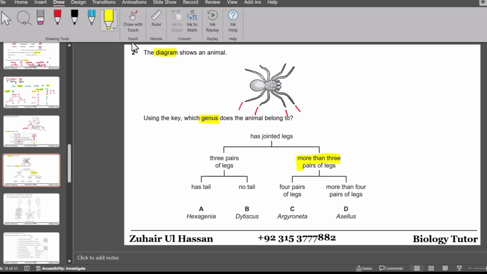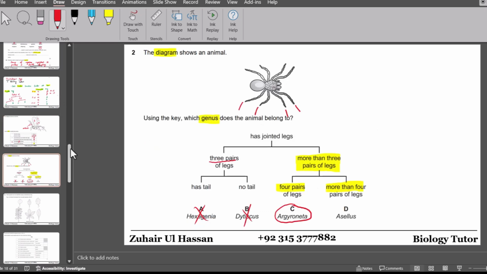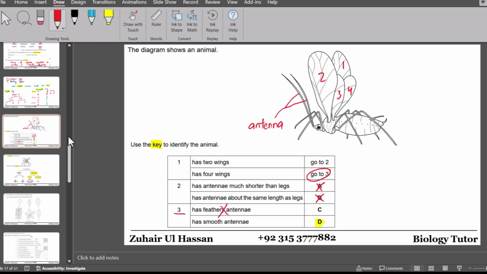So we have to go for option C and D. Option A and B would not be the correct one there because it does not have three pair of legs. It has more than three pair of the legs. So more than three pair of legs further divided into two features. Four pair of legs or more than four pair of legs. And in the diagram, the organism that is shown there are having four pair of legs. So option C is the correct one there. So this is how questions can come in the form of MCQs regarding the dichotomous keys. You will be provided with the features and you have to identify the name, the genus, the particular characteristic of organism that is given in the form of diagram.